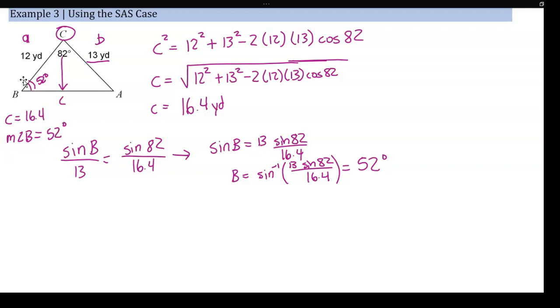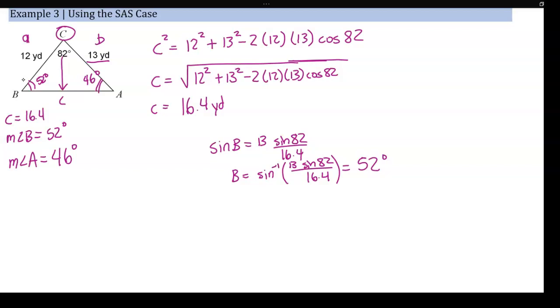And so now that just leaves us to find angle A. And again, that's a pretty easy calculation once you know two angles in a triangle. So the measure of angle A is 180 minus 82 plus 52. That's 134. So angle A is going to be 180 minus 134, which is 46 degrees.